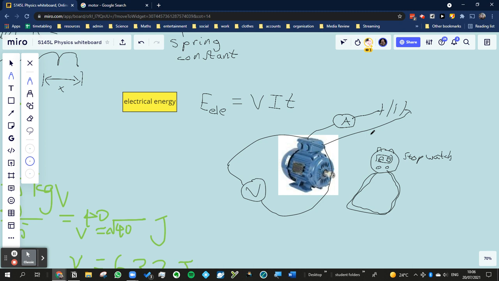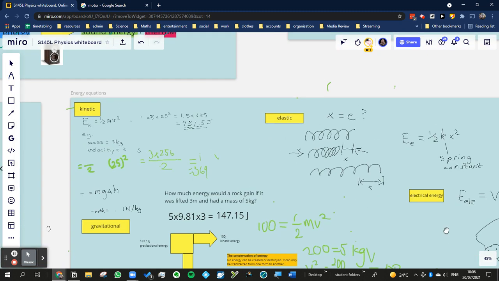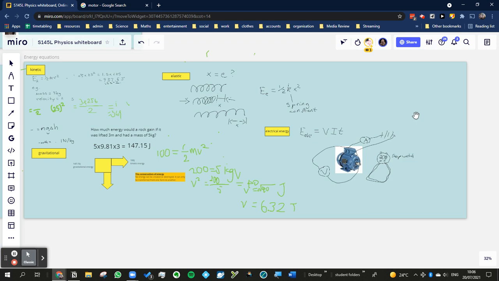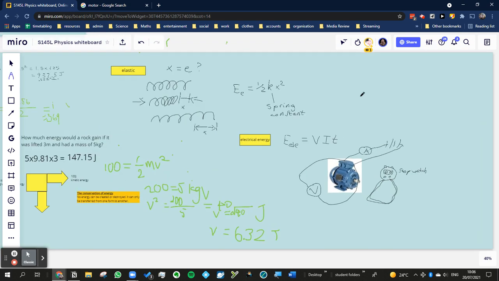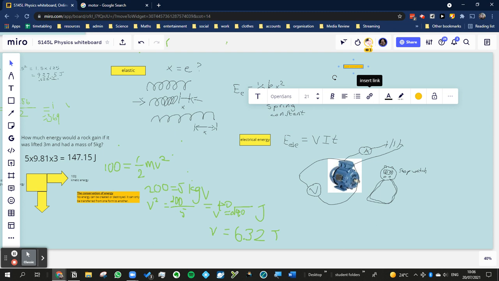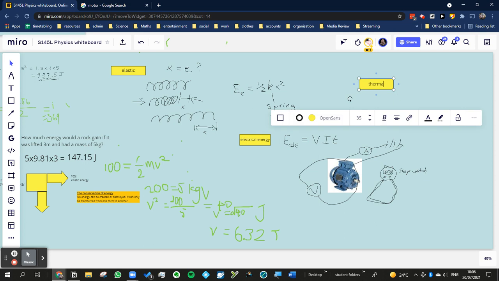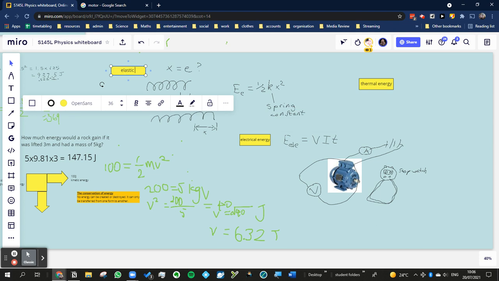That's electrical energy. So what have we got? We've got kinetic, gravitational, elastic, and now electrical energy. There is another one, and that is thermal energy.